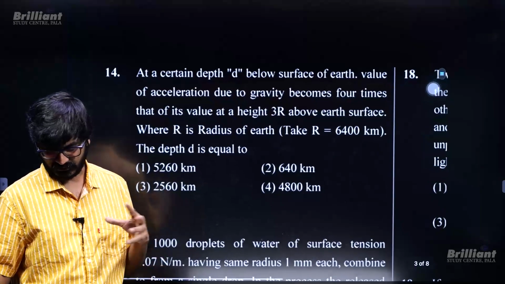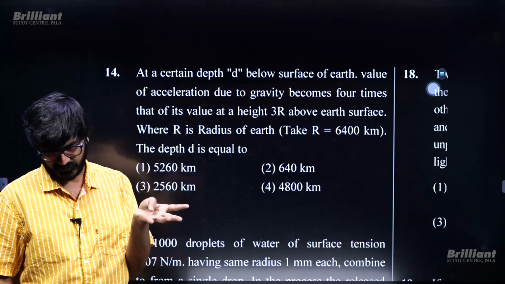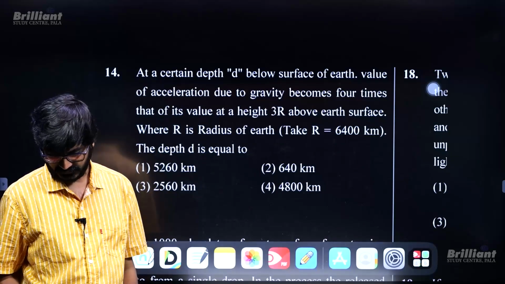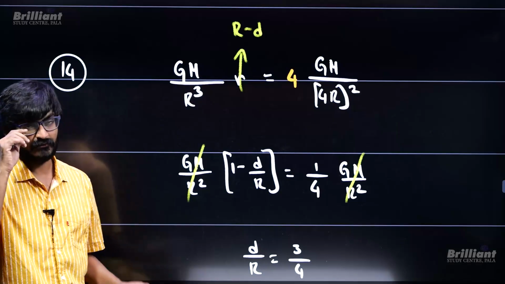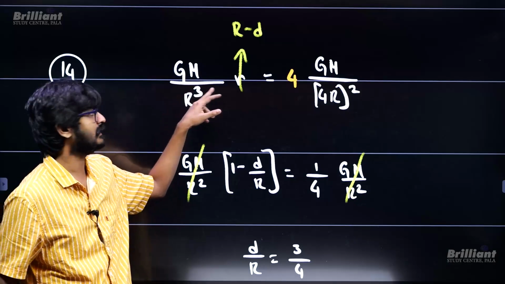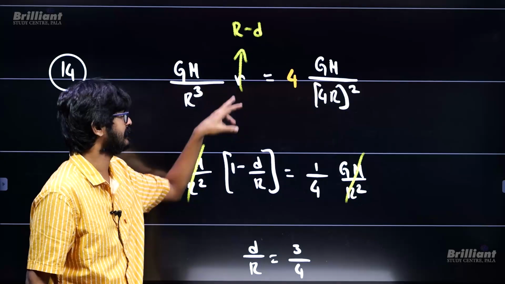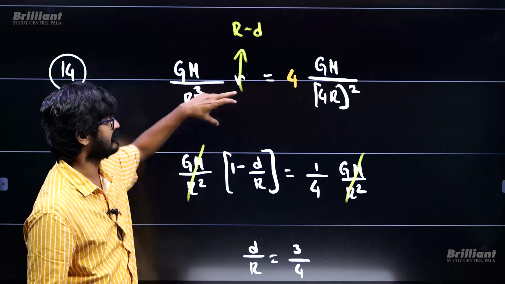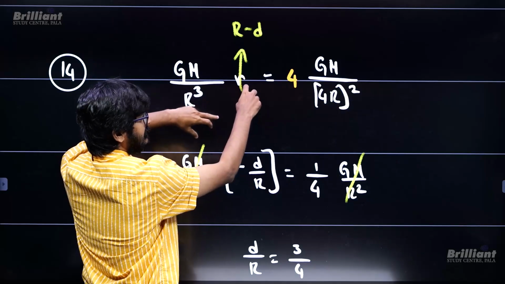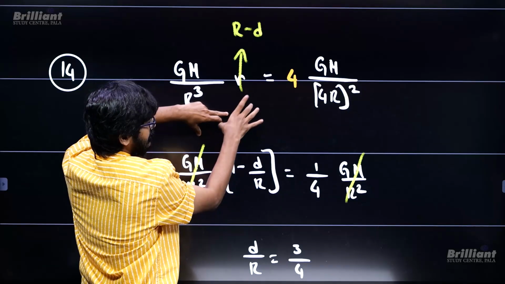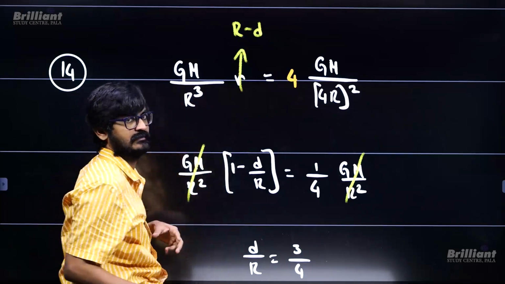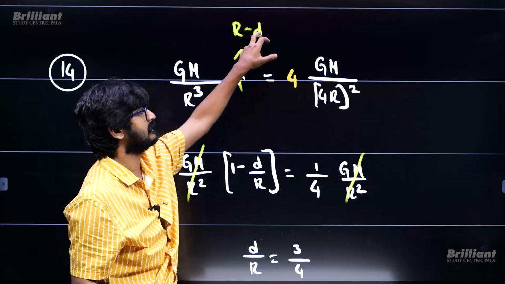At a certain depth below the surface, acceleration due to gravity becomes 4 times at a height 3r from the surface. So you need to find what is the depth. So field inside the earth is GMr by R cube, where R is the radius of the earth and small r is the distance from the center. So if from the center the distance is r, and from the surface it is d, then what is the relation? Total is R and this is d, so this will be R minus d. So instead of this I can put it as R minus d, where d is the distance from the surface. This is the distance from the center, this is the distance from the surface.